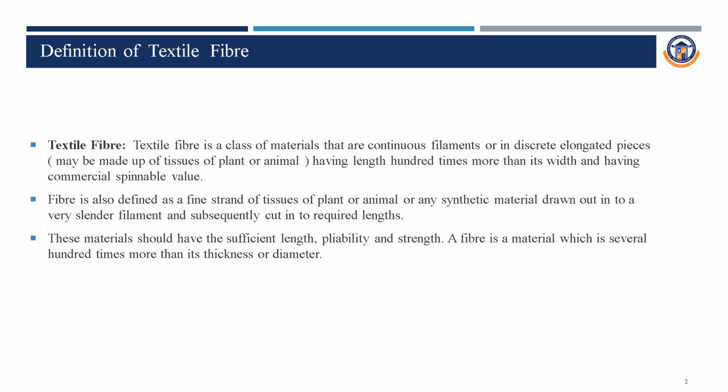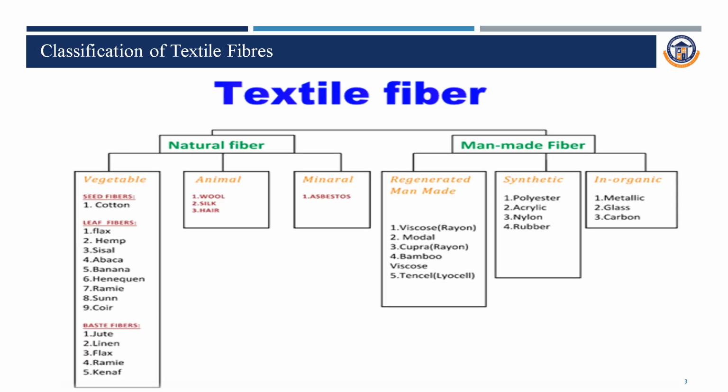So first we see the definition of textile fibers. Textile fiber is defined as a fine strand of tissues of plants or animals or any synthetic material drawn out into a very slender filament and subsequently cut into required length. It is also defined as a continuous filament or discrete elongated pieces. It may be made up of tissues of plants or animals having length 100 times more than its width and having commercial spinning value.